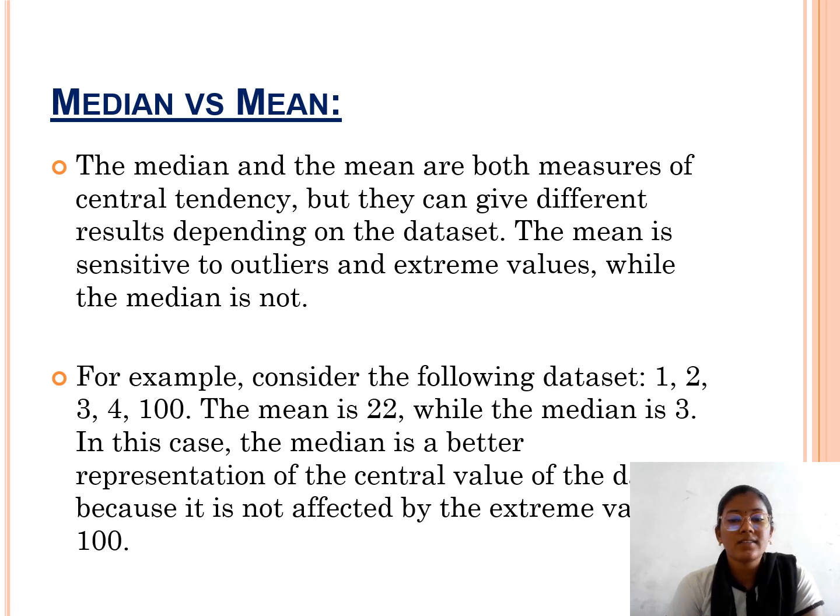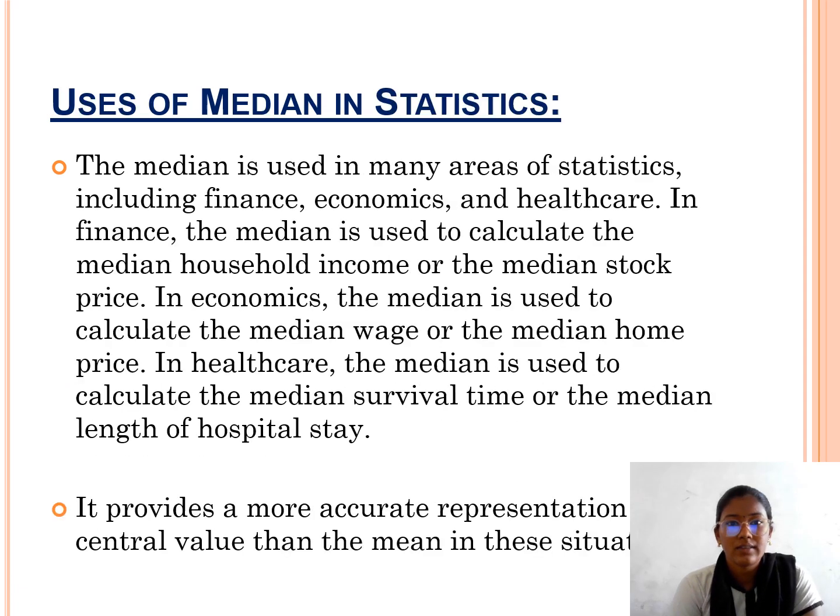For example, consider the following set of data that consists of the values 1, 2, 3, 4 and 100. The mean is 22, while the median is 3. In this case, the median is a better representation of the central value of the dataset because it is not affected by the extreme value of 100.